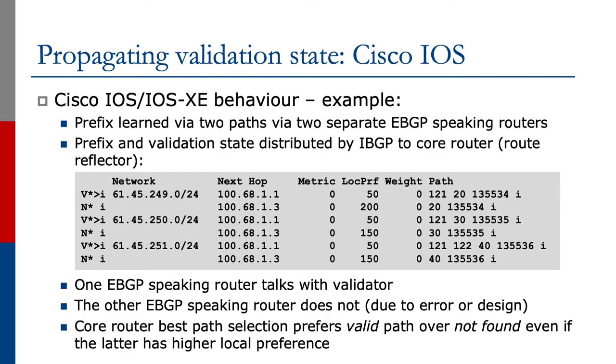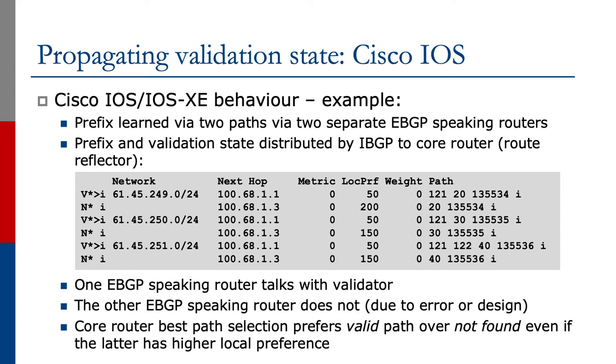Then we look at the second caveat, and that is propagating validation state in IOS. For example, a prefix may be learned via two paths, via two separate eBGP speaking routers. So you have these two routers in your network. They talk to the core by IBGP, but they learn path to a destination via two different directions. The slide shows an example from the routing security workshop that NSRC offers. These three prefixes have two different paths to get to them. One path is through a direct peer, the other one is through the transit provider.